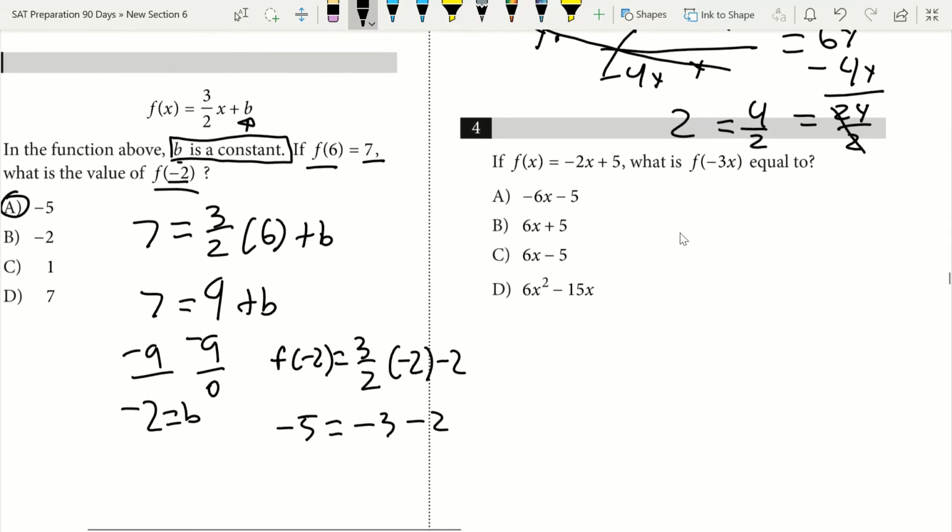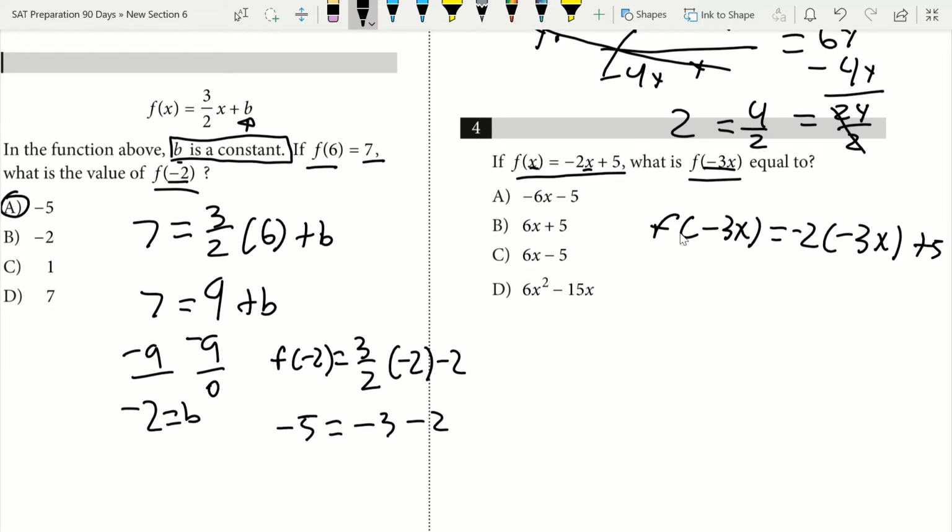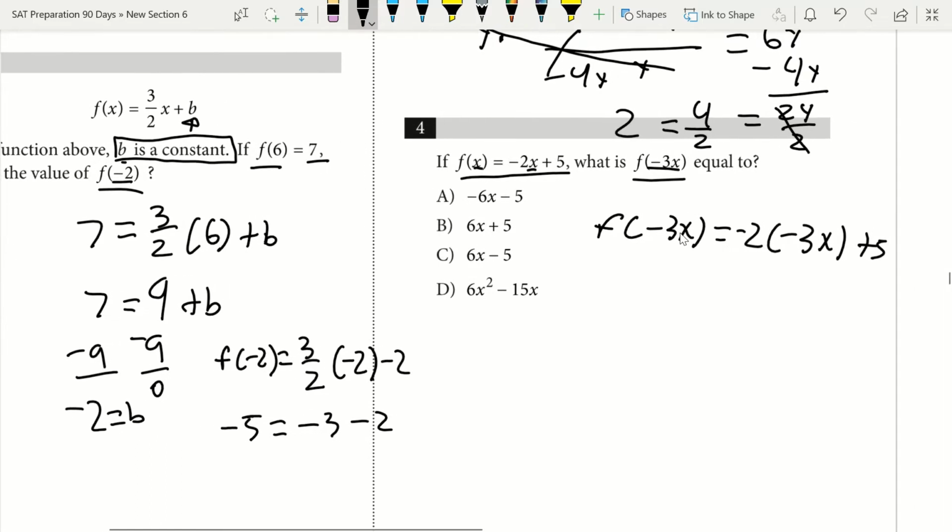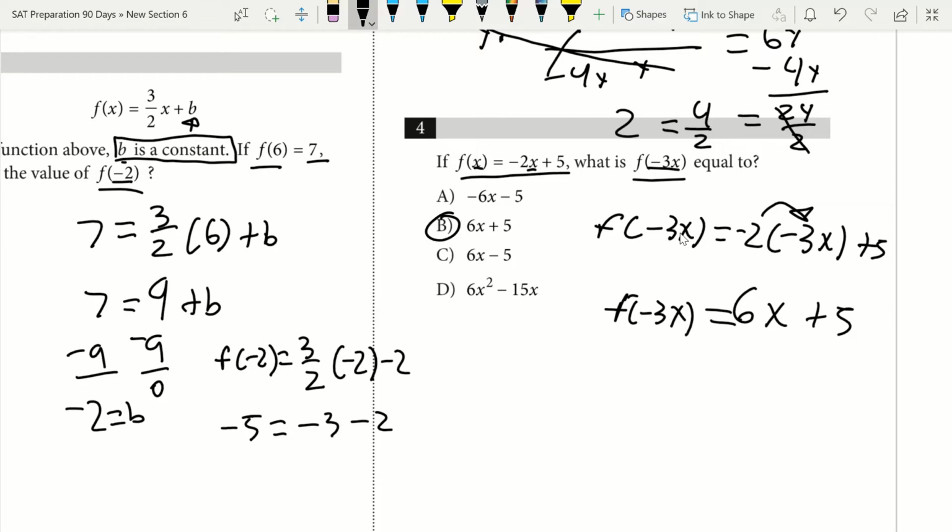All right, question 4. If f of x is equal to negative 2x plus 5, what is f of negative 3x equal to? All right, well, that just means when we have this f of negative 3x, we're substituting that in for whatever x is. So we're going to have f of negative 3x is going to equal negative 2 times negative 3x and then plus 5. So now we just go ahead and multiply our negative 2 by our negative 3x. We do that, and we're going to get 6x plus 5 as our answer. So f of negative 3x is going to equal that 6x plus 5. So we know that that answer choice there is going to be B for number 4.